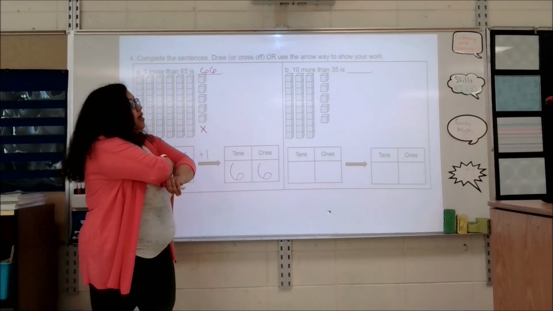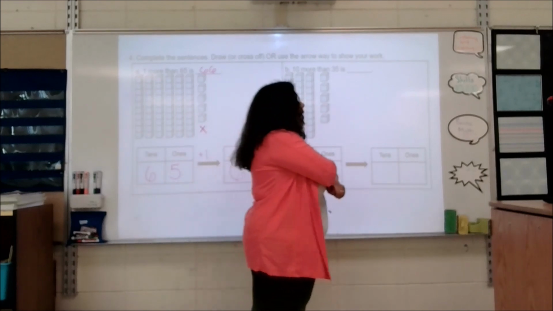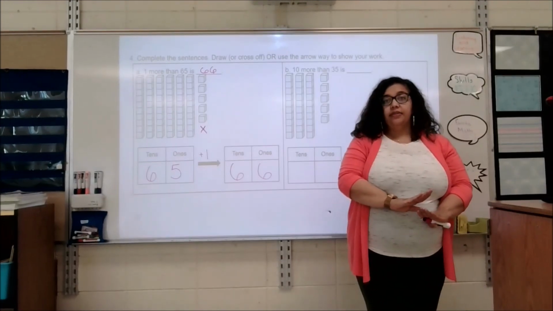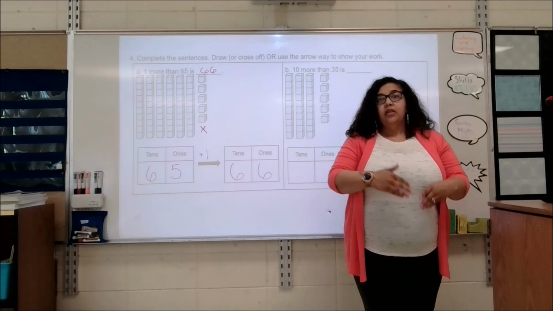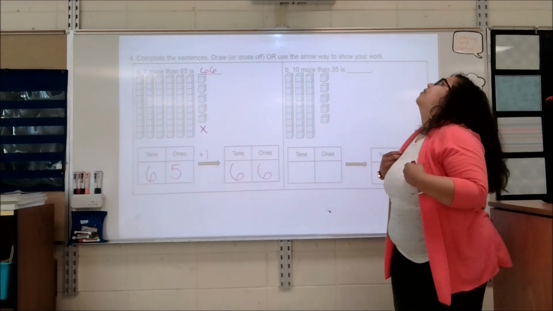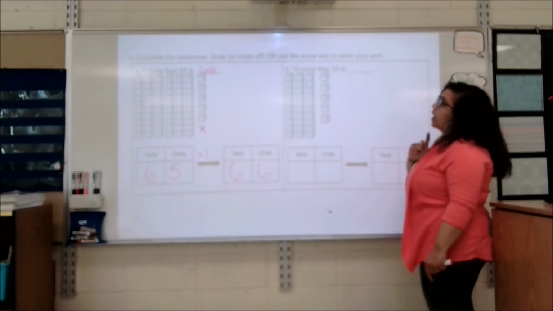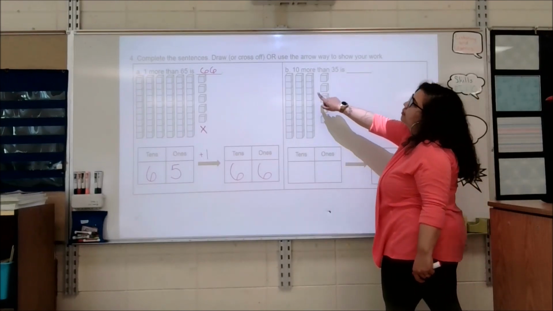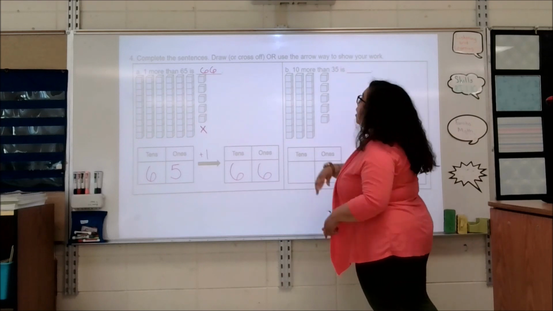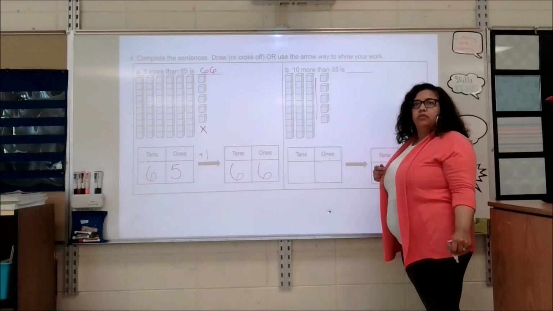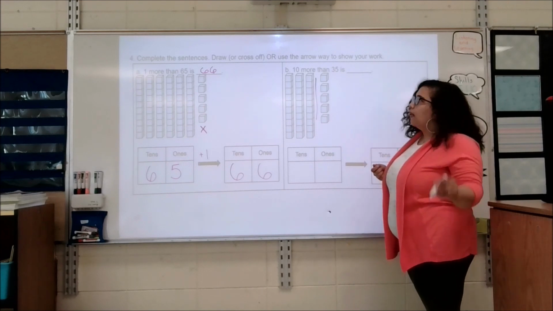Now, this one reads 10 more than 35 is. So more than, again, am I drawing or crossing off? I'm drawing. Good. More than requires me to draw. What am I drawing? A group of 10 or a 1? A group of 10. So I'm going to just draw a quick 10.